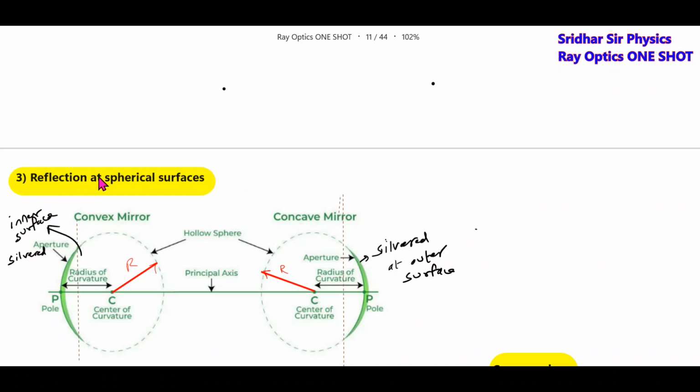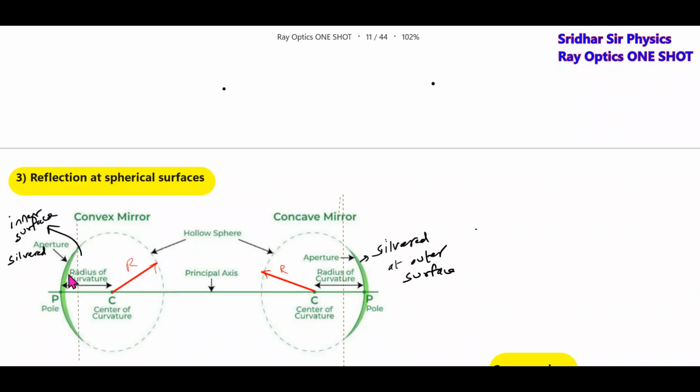Okay, kids, we have the next topic, reflection at spherical surface. What is a spherical surface, a convex and concave mirror, and how are they constructed? I'll take a hollow glass sphere. Here is a hollow glass sphere having radius of curvature R.